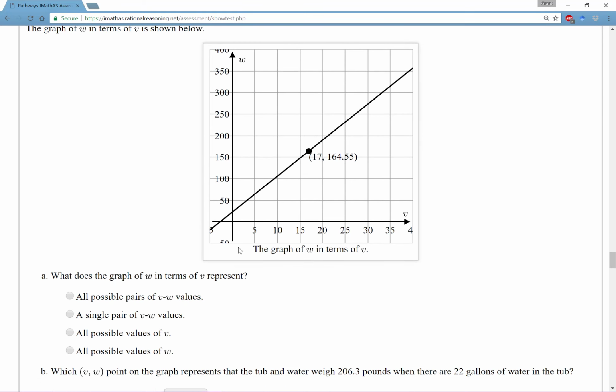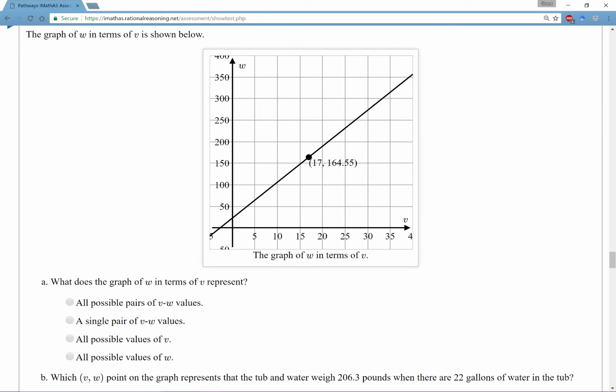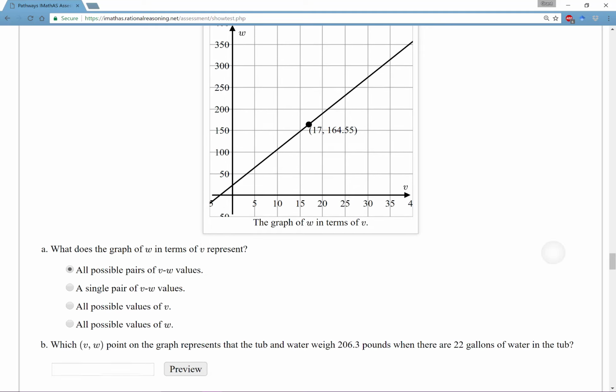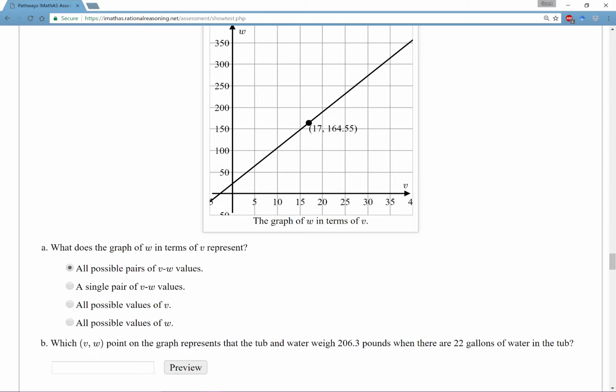The graph of W in terms of V is shown below. Part A asks, what does the graph of W in terms of V represent? And we know that graphs represent all possible pairs of values, so all possible pairs of V, W values. In part B, which V, W point on the graph represents that the tub and water weigh 206.3 pounds when there are 22 gallons of water in the tub?